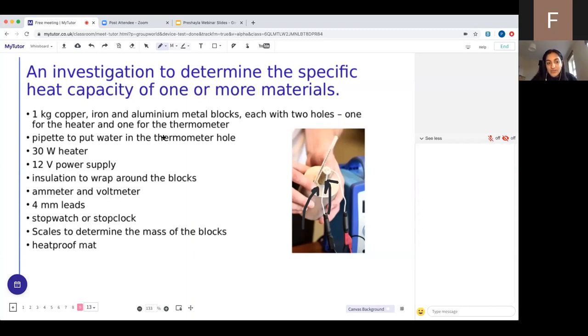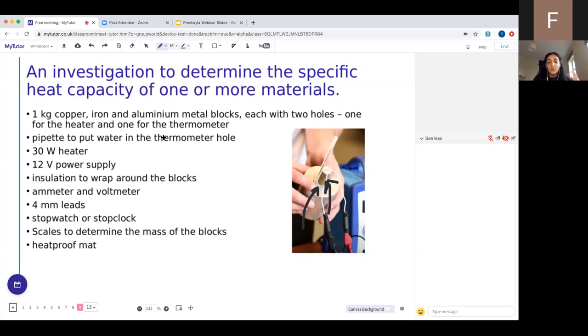We have a 30 watts heater. So that's to actually heat up our metal block. A 12 volt power supply to power the heater. We need insulation to wrap around the blocks. So insulation can come in lots of different forms, but the form that they tend to recommend for this required practical is cotton wool. Okay, so we need this cotton wool insulation so that we lose as little heat as possible to the surroundings. By insulating the block, we can keep that heat in.